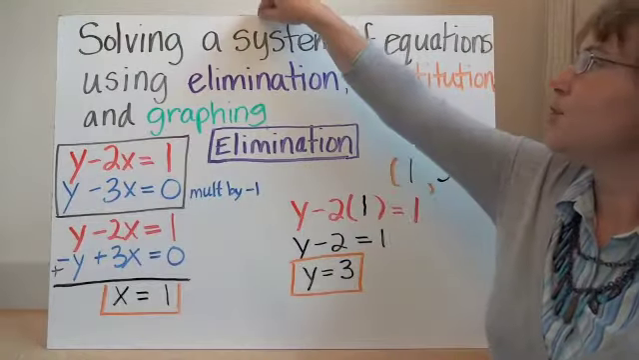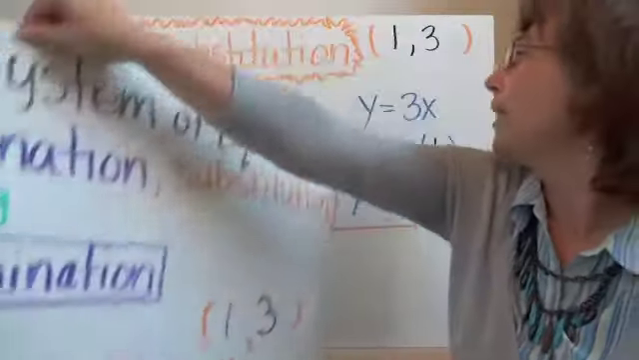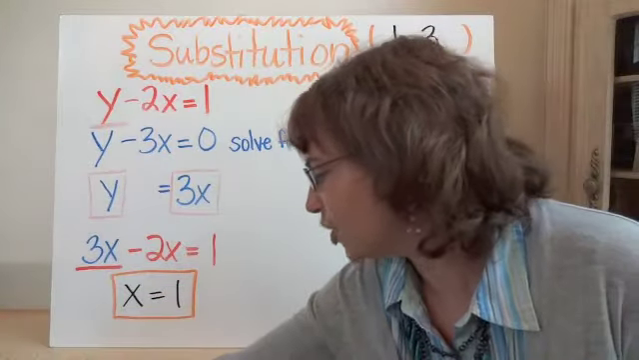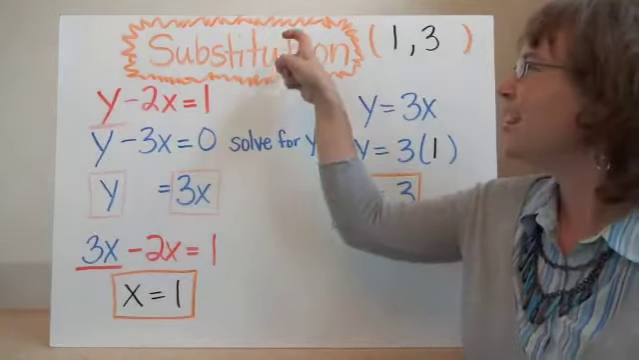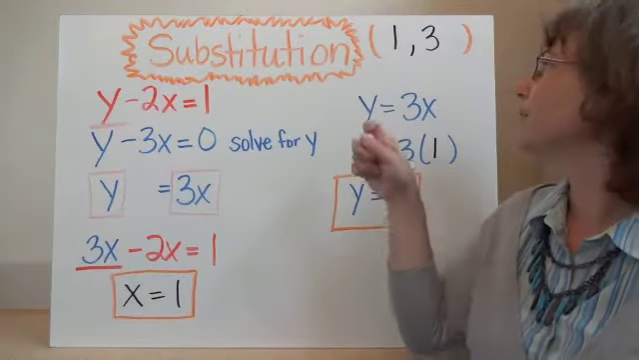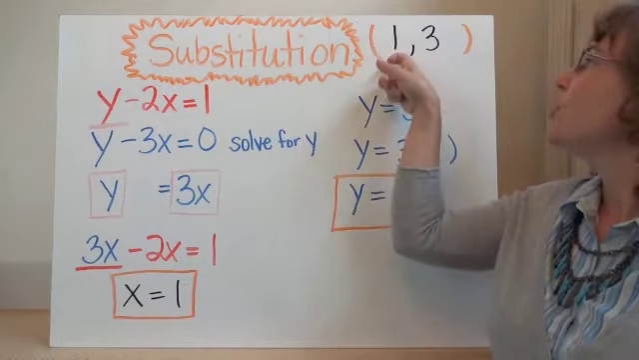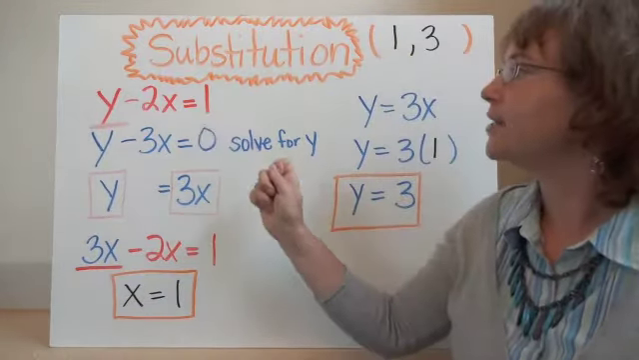Now let's try substitution. So I'm going to put the coordinate point up at the top. That's going to be our check. I didn't check with my elimination. I didn't plug it into that second equation because I'm going to check it by doing it a different way. In fact, two different ways. So I have the 1 comma 3 up here, and I'm just going to use it to check my answer.